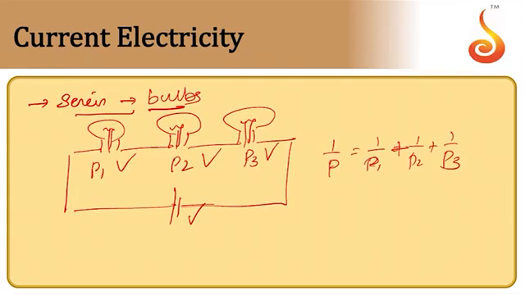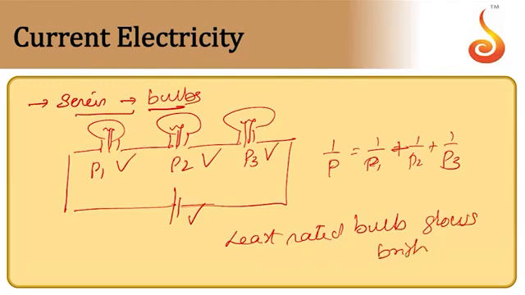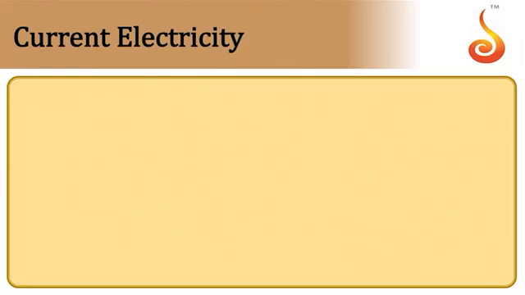Remember, when the bulbs are connected in series, the least rated bulb glows brightest. A very simple idea, the least rated bulb glows the brightest. What if they are connected in parallel?